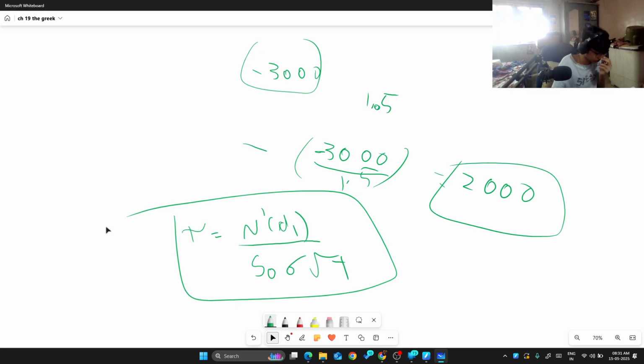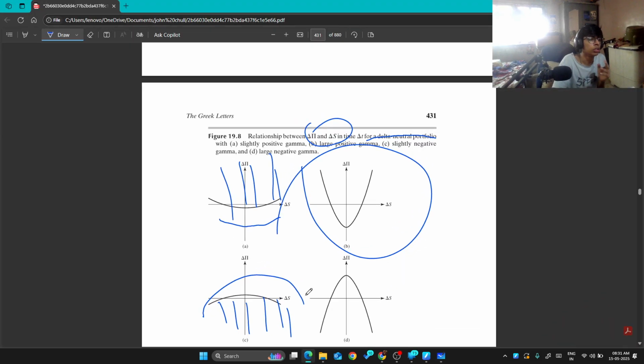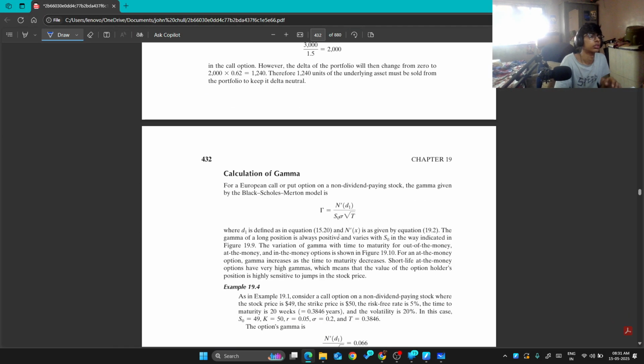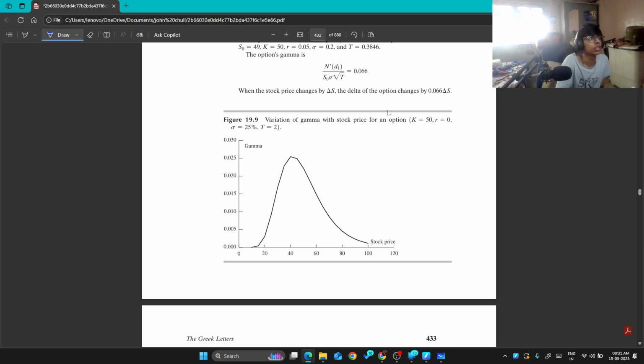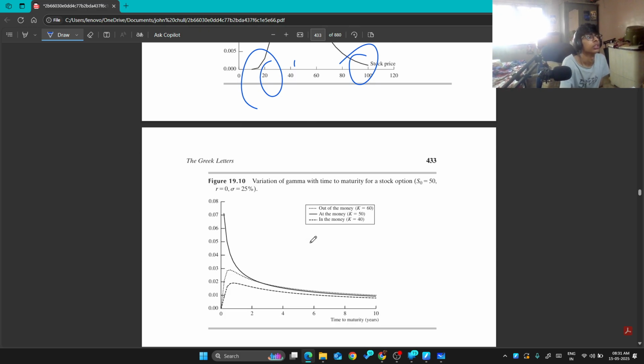Now let's see the relationship of gamma with the stock price. The strike price is 15. The gamma is positive and maximum for an at the money option, and it is less for out of the money options. You can see the same effect here: gamma is maximum at the money, and minimum for out of the money and in the money.